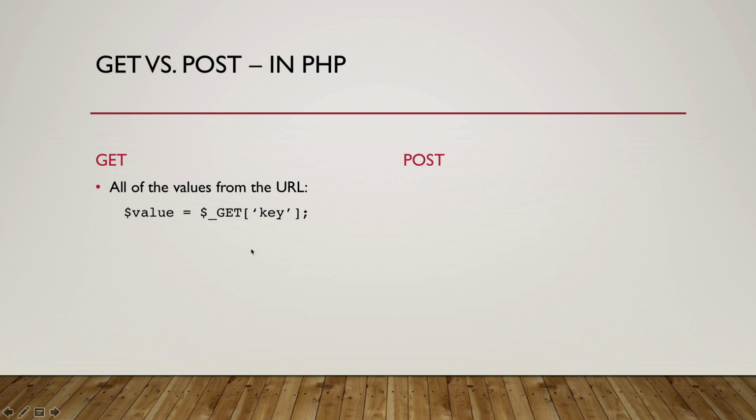POST, on the other hand, automatically parses out all the values from the body instead of the URL, and it puts them in an array called, not surprisingly, $_POST. These are global arrays that are always available. Just like we did over here, you can pass in the key that you're looking for. It will give back whatever value it received. You might get back nothing. That means that that particular key was not defined. So keep all of that in mind.